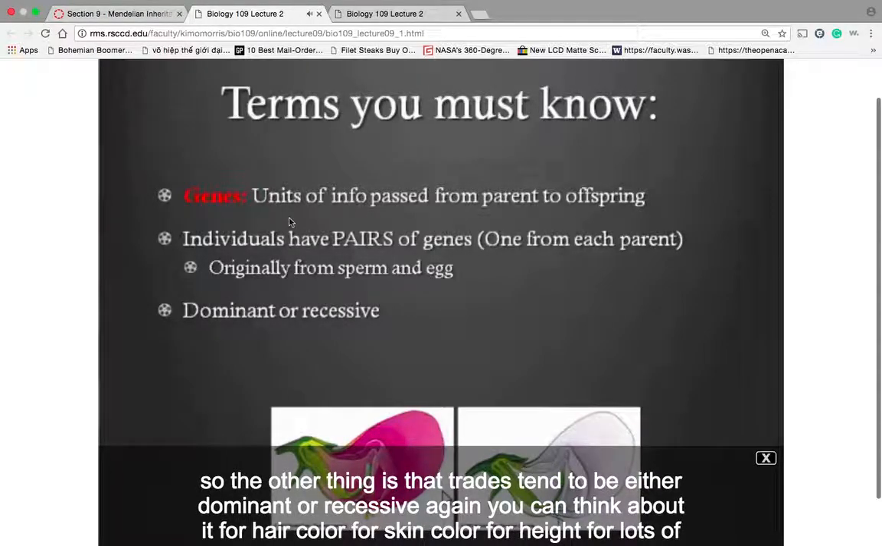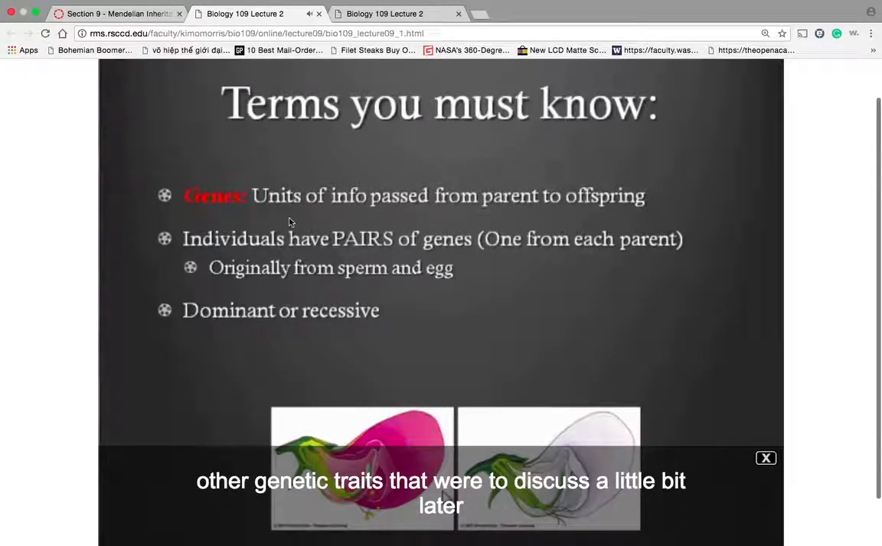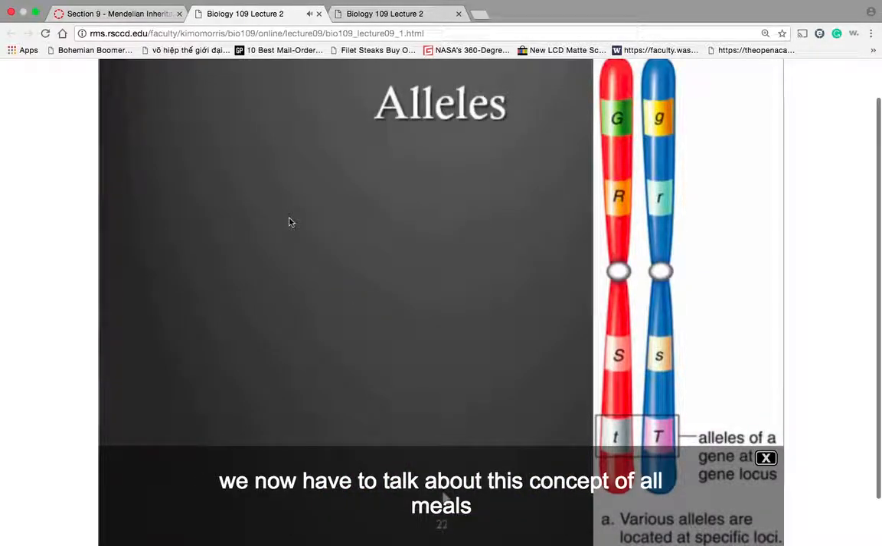So the other thing is that traits tend to be either dominant or recessive. Again, you can think about it for hair color, for skin color, for height, for lots of other genetic traits that we're going to discuss a little bit later. Now, we have to talk about this concept of alleles.